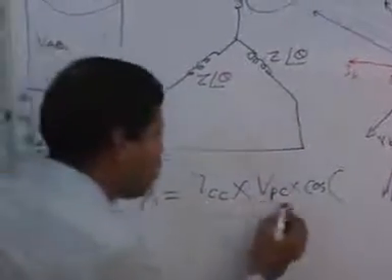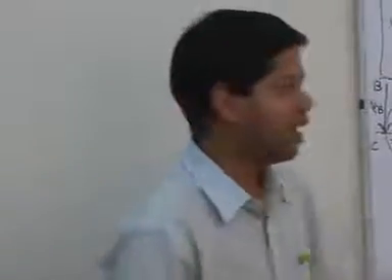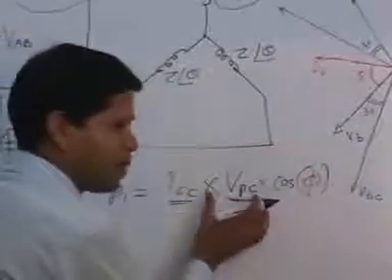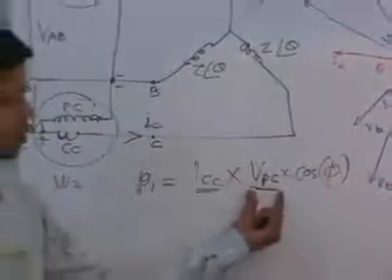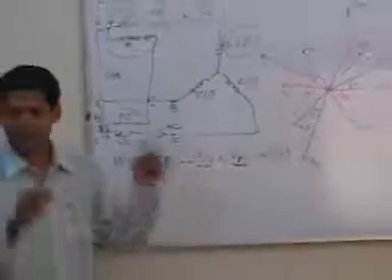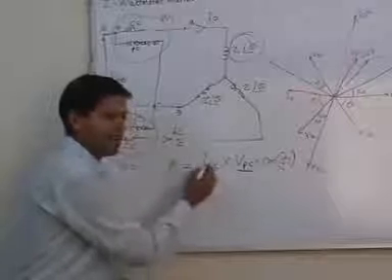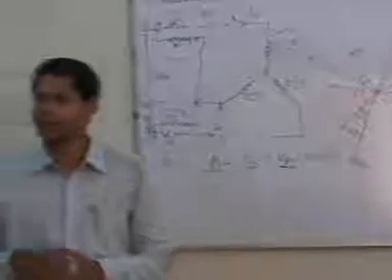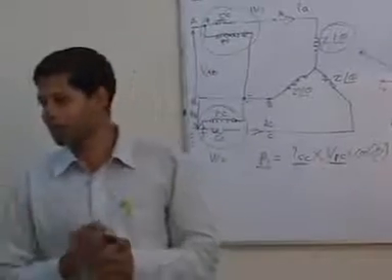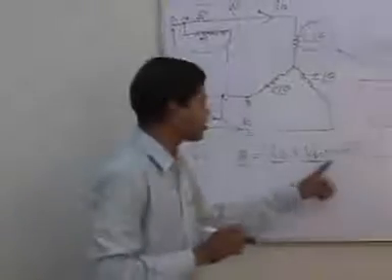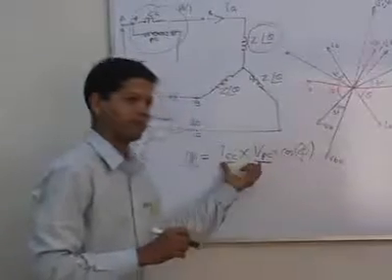Very good. Phase difference between what? Between this voltage and this current. Phase difference between ICC and VPC. I'll call it as cos phi. Phi is the phase difference between, pay attention, voltage VPC and current ICC. The phase difference between these two is this thing. So remember the formula: wattmeter reading is equal to current in the current coil of the wattmeter multiplied by voltage of the potential coil multiplied by cos of angle between these two.